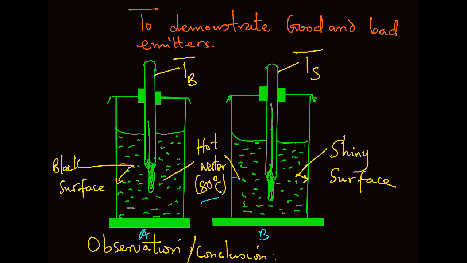The observation made here is that after some time, Ts is greater than Tb, implying that the blackened surface loses heat at a faster rate than the shiny surface. The conclusion we get from this is that dull black surfaces are also better emitters of heat.